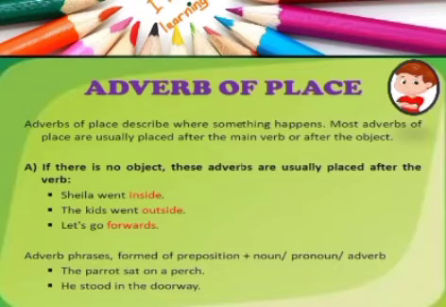Among those, the first one is adverb of place. As the name itself tells you, it's going to talk about the place. So, adverbs of place describe where something happens. These words will be telling you where something has happened, at which place, right? You will get the answer for the question where. Most adverbs of place are usually placed after the main verb or the object. Let's look at the examples.